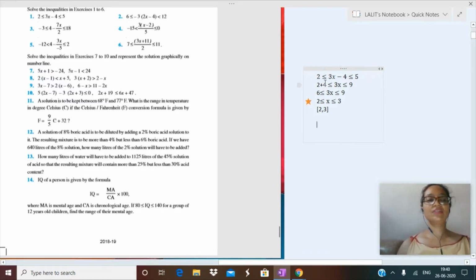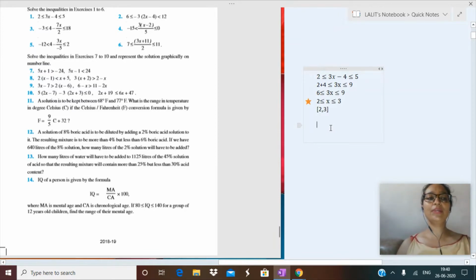The first question I have written over here, 2 is less than equal to 3x minus 4, less than equal to 5. So if it is minus 4, it will go on both the sides of the inequality as plus 4, and we will write it like this. When it is 6, 3x less than equal to 9, we will divide by 3 on both the sides. Again, we'll get answer as 2 to 3, and since it is less than equal to sign in both the cases, so it will be 2 to 3 closed interval, right? So moving on to the next question.